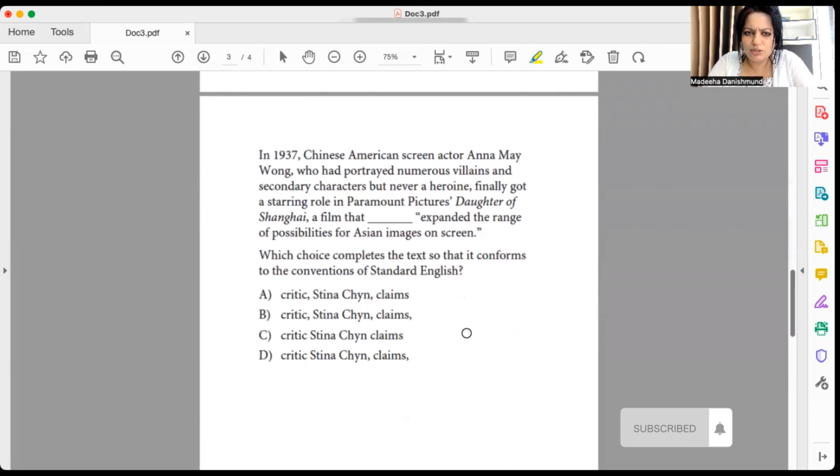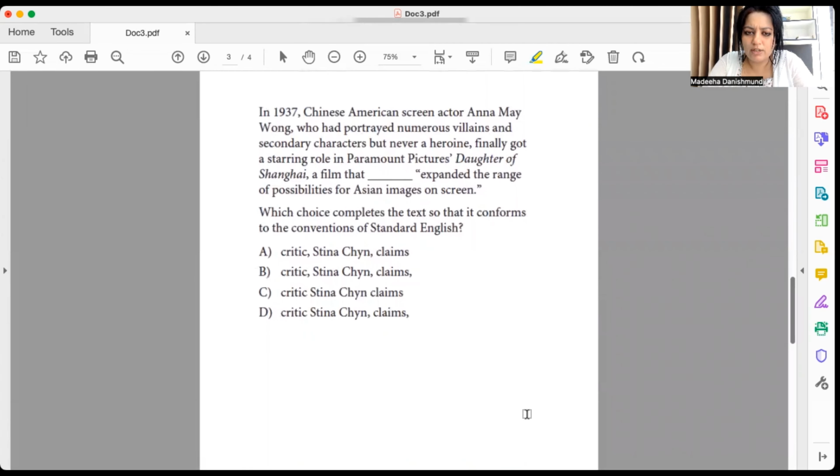Let's do another question. Conventions of standard English. This is a grammar question. Even before I look at the passage, when I look at the options given, I can see commas, commas, commas, and I see critic, Steiner Chine, claims. Critic, the designation, Steiner Chine, the name. So when I see something like this, immediately I know they're testing my knowledge of essential, non-essential, and commas.